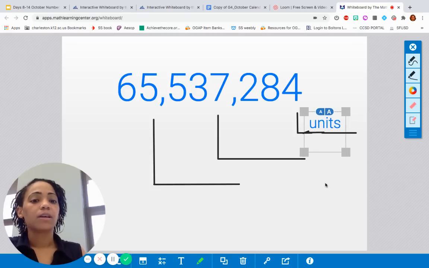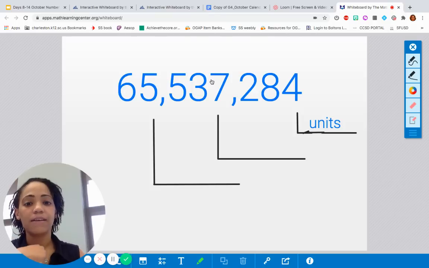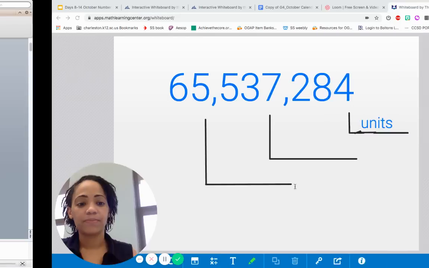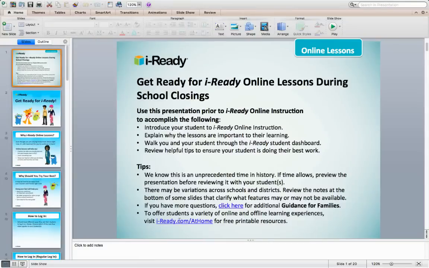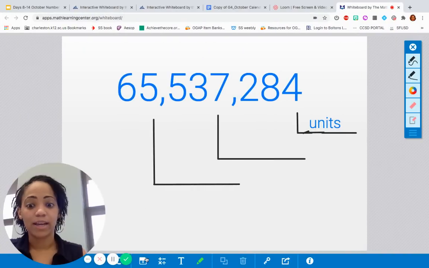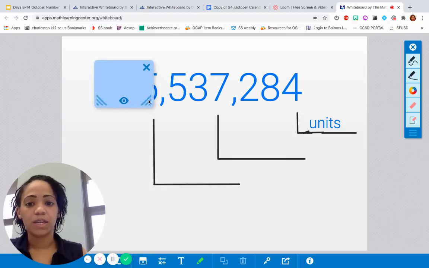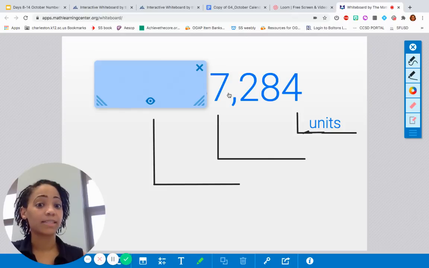Now, let's imagine I had 7. I forgot about the rest of these numbers, so let me put a shade right here. Sorry guys, my computer is not cooperating. All right, so here's my shade. Let's say I just had this number.